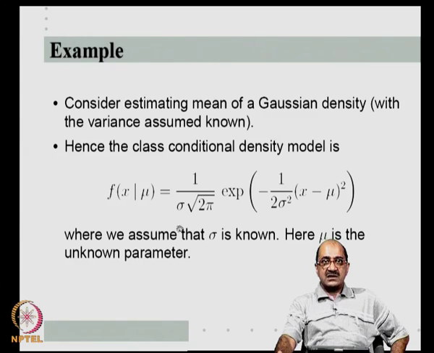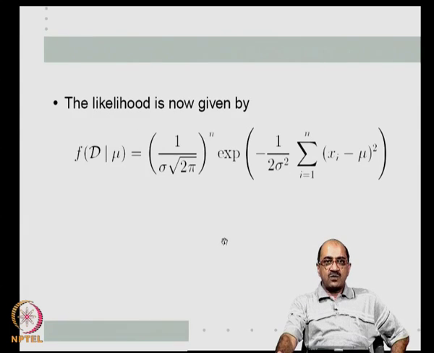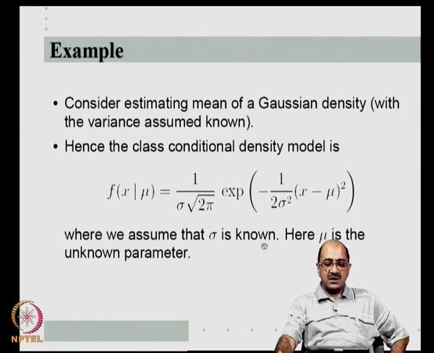Once again I emphasize, in this model we are assuming sigma is known and mu is the unknown parameter which we want to estimate. We have of course, as usual, x1 to xn IID data from this density for estimation. So, what is the likelihood? The likelihood is simply the product of f of xi given mu. So, that becomes just put x as xi in this expression and then take the n-fold product.